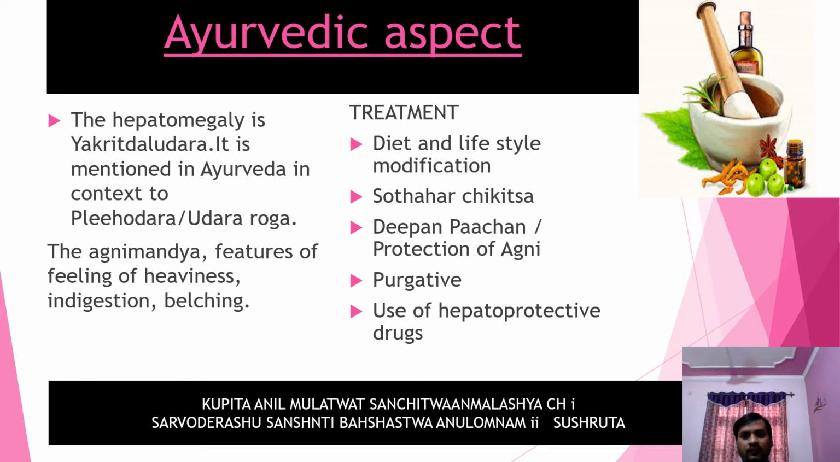The line of treatment of hepatomegaly includes diet and lifestyle modification, Shothar Chikitsa, Deepan Pachan, protection of Agni, purgative and repeated purgative, and use of hepatoprotective drugs.